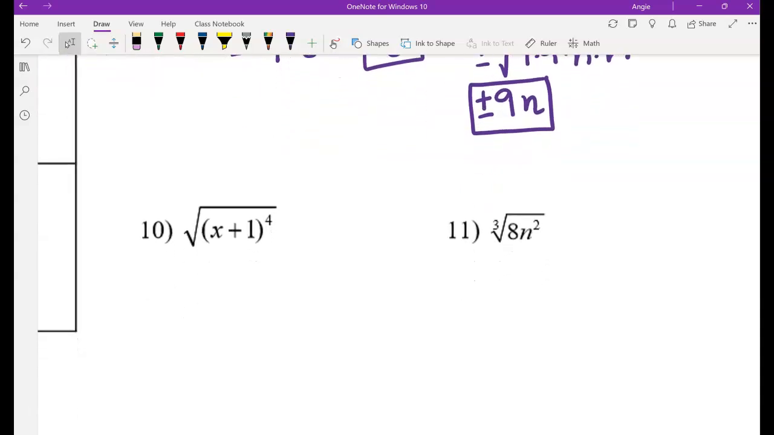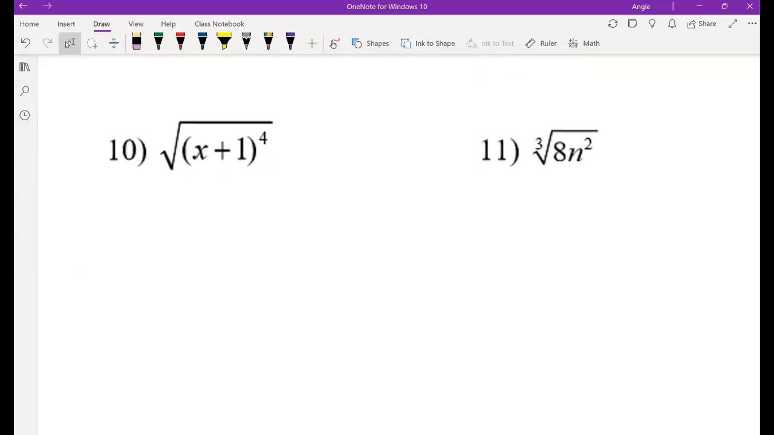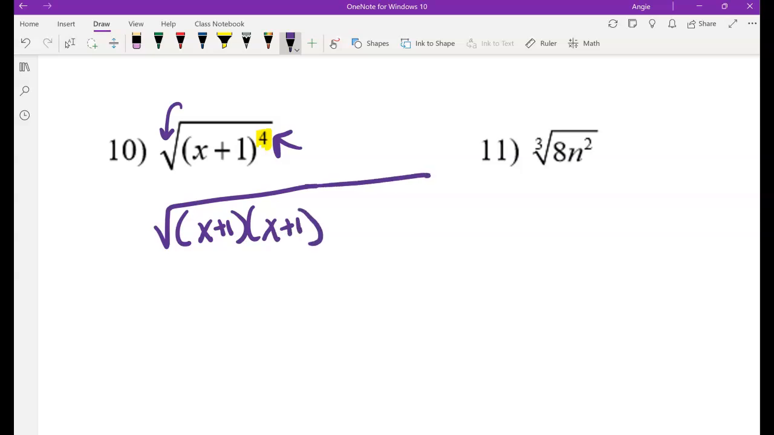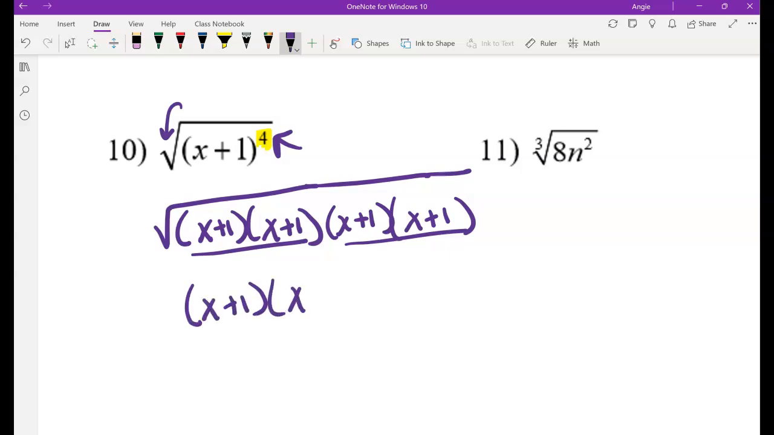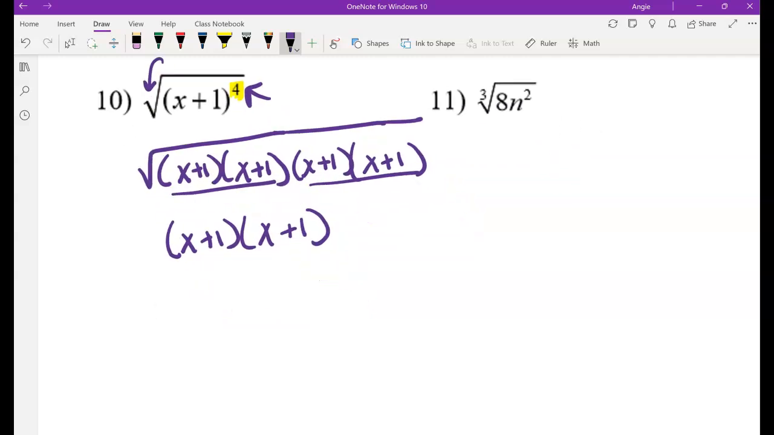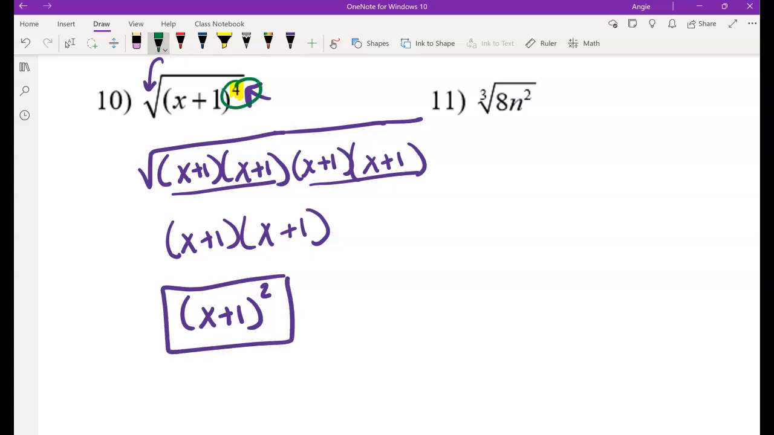Number 10, square root of x plus 1 to the 4th power. Okay, so let's talk about the 4th power. Well, we have an index of 2 since it's a square root, and there are 4 of these right here, guys. So what's going to happen is, I could write it out 4 times like this, but we know if it's a square root, every pair, every couple will get to be simplified out. So technically on the outside, there are 2 of these because we have 2 pairs, okay? With the square root, each pair, 1 will come out. But normally when we have 2 of them come out, we can just write it as a power of 2. So when we have an even index and a square root, we can just take that power of 4 divided by the index, and that will give us a power of 2.